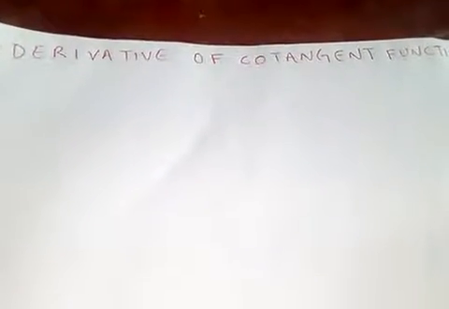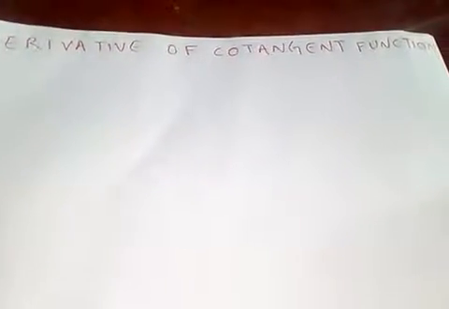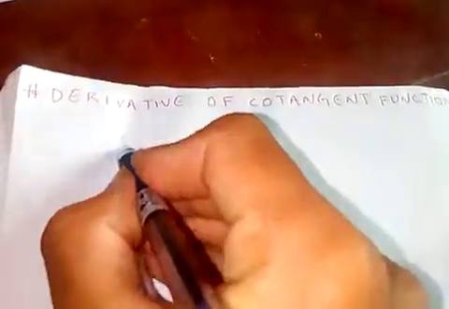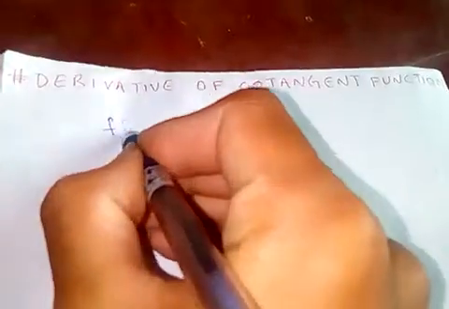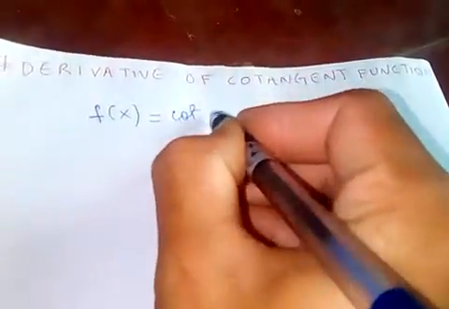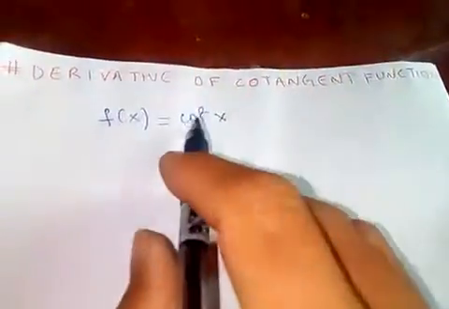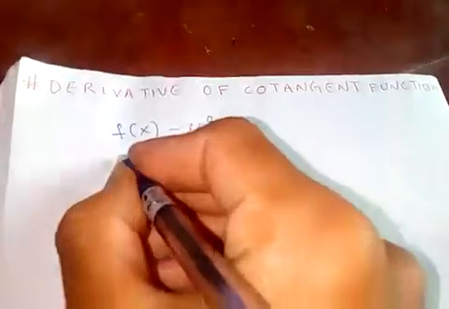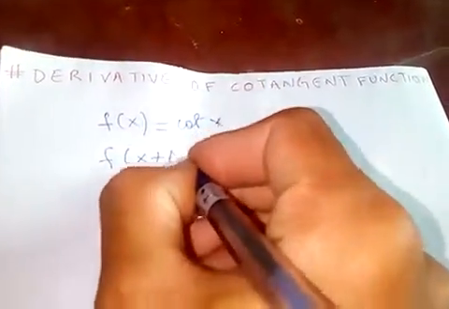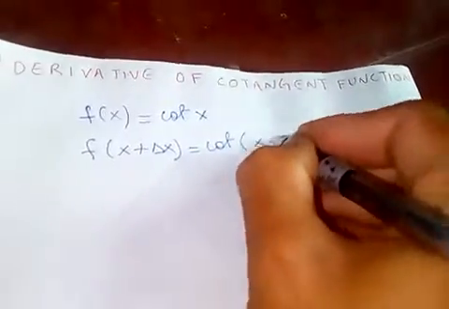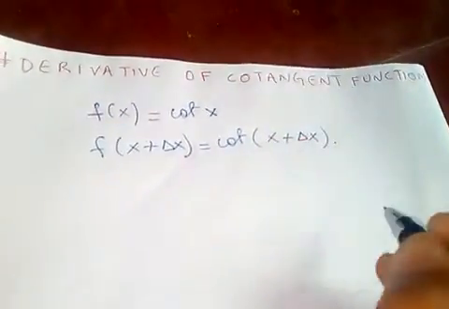Today I'm going to discuss the derivative of the cotangent function. Okay, now let's say f of x is cot of x. Cotangent can be denoted as cot. Okay, and f of x plus delta x is equal to cot of x plus delta x.